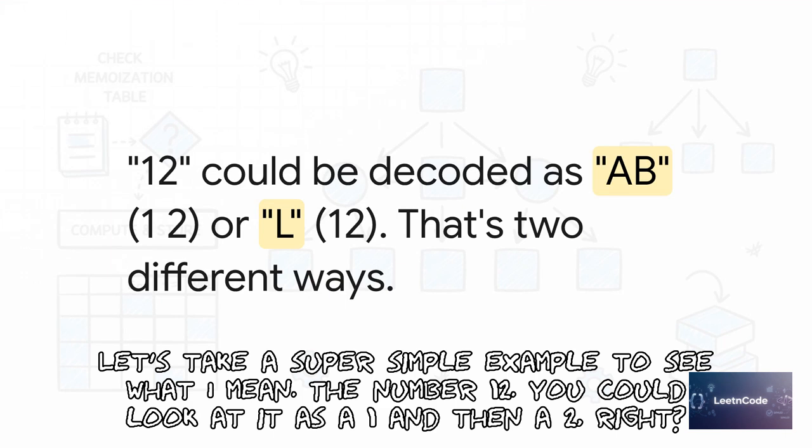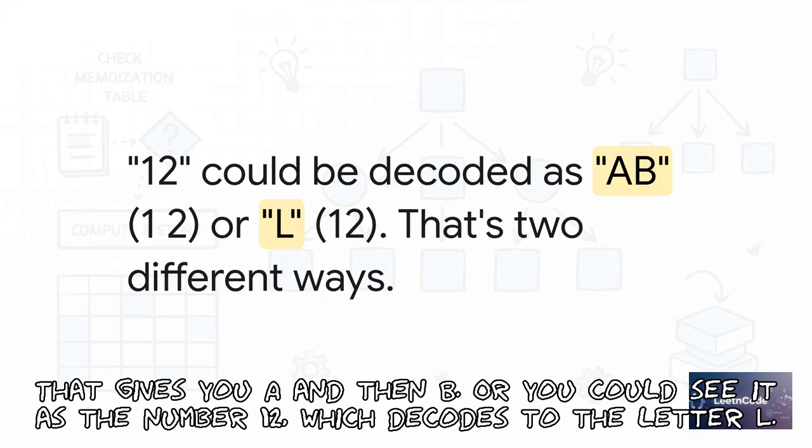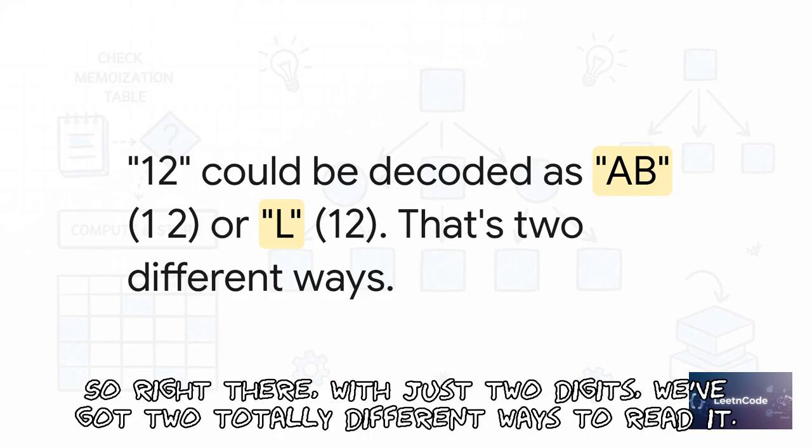Let's take a super simple example to see what I mean. The number 12. You could look at it as a 1 and then a 2, right? That gives you A and then B. Or you could see it as the number 12, which decodes to the letter L. So right there, with just 2 digits, we've got 2 totally different ways to read it.